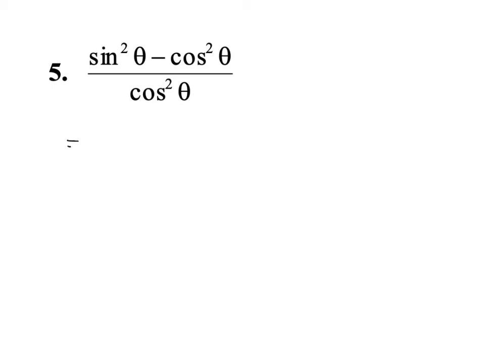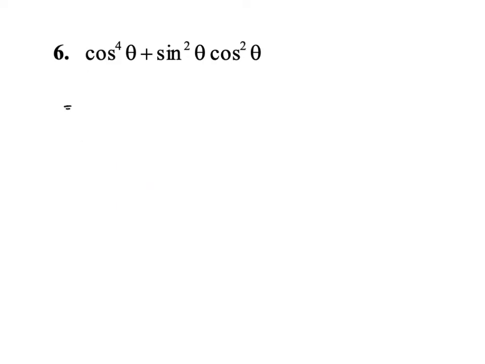So for this one, this time you just break it into two parts. Once you break it into two parts, you can see this is what you have, and basically you have tangent square theta minus 1. For this one, this time you take out the common factor, which is cosine square theta. So you will have this. By using the identity, you know that you only have cosine square theta at the end.